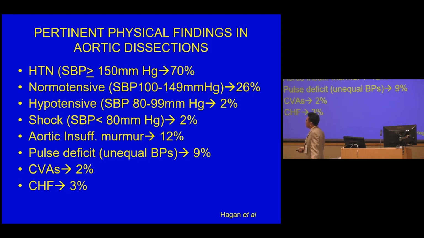Aortic insufficiency they can have up to 12% of the time. They might have a deficit in the pulses, strokes, or congestive heart failure because of the aortic valve insufficiency that they can develop.